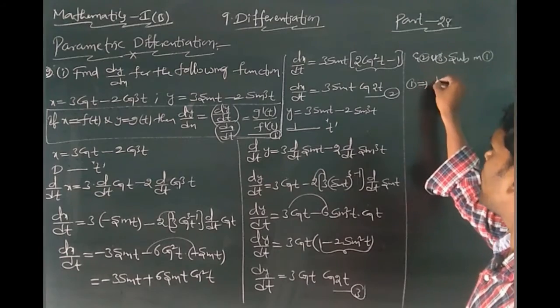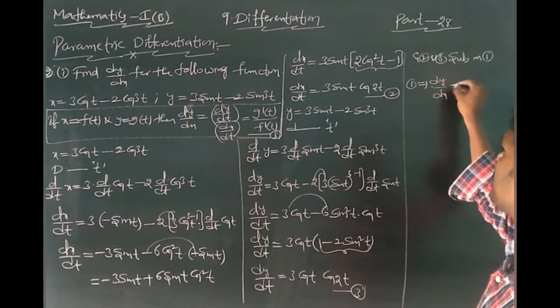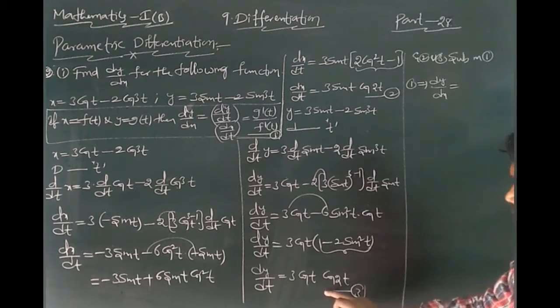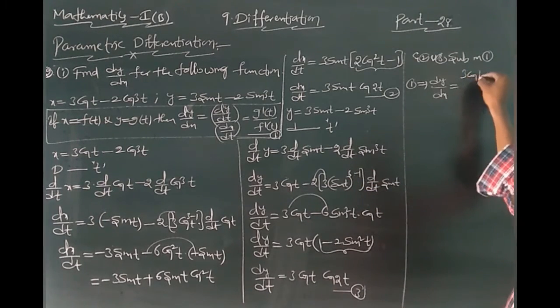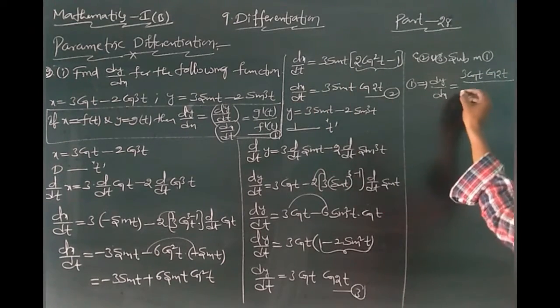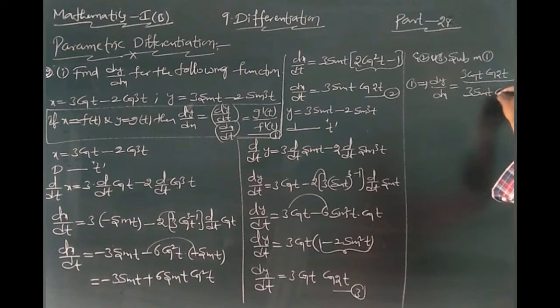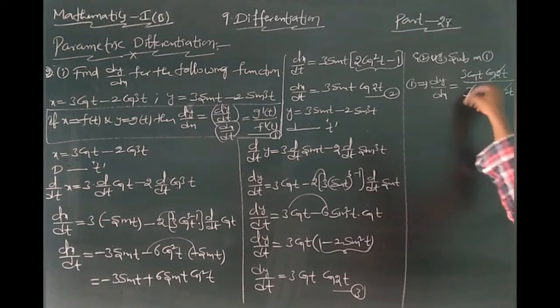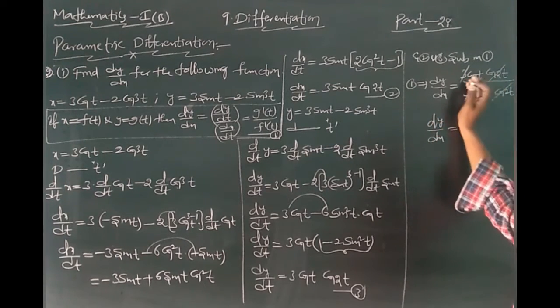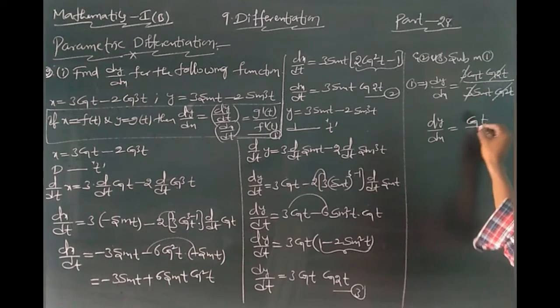What is equation 1? dy by dx equal to dy by dt by dx by dt. What is the value of dy by dt? dy by dt value is 3 cos t into cos 2t, by dx by dt value 3 sin t into cos 2t. Here cos 2t gets cancelled, 3 gets cancelled. You get the dy by dx value is cos t by sin t.